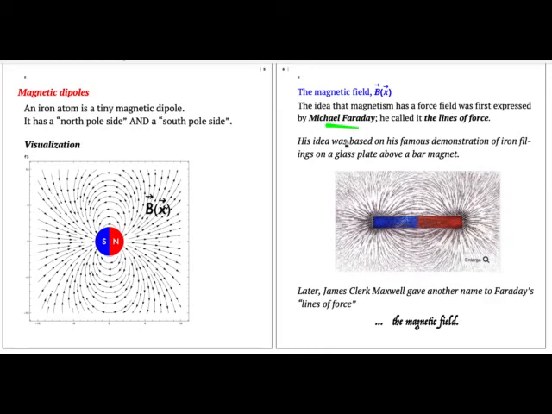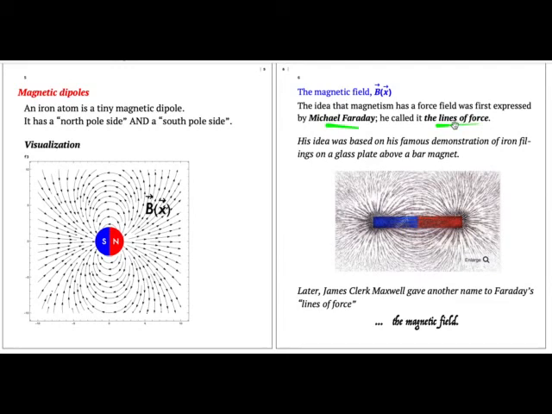So that was a demonstration that he had developed, and he said, "Look, there's something outside that bar magnet. It's up above the glass plate. There's something there. It's the lines of force. You can't see it with your eyes, but you can observe it if you sprinkle iron filings over the magnet in the magnetic field."